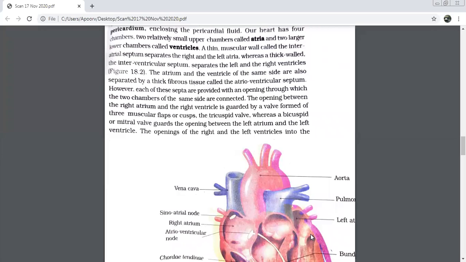A thin muscular wall called the septum separates the right and the left atria. You just need to remember that when it is atria, the wall is thin, and when we talk about separation of the left and the right ventricles, then this wall is a thicker one. That is the main difference that we need to remember. And also remember, when we talk about left and right, then bicuspid or tricuspid. That is the main thing you need to remember in this part also.